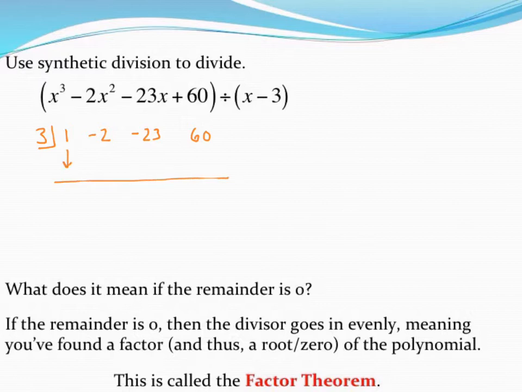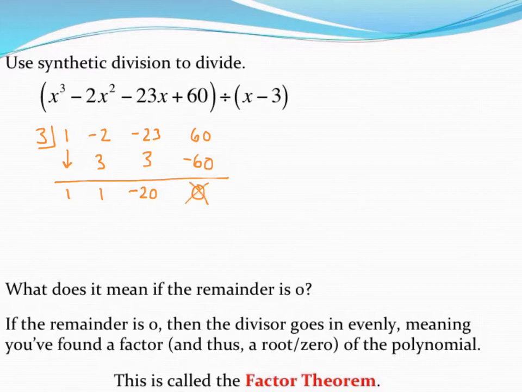So the first number drops straight below the line. Multiply that by the number in the box. 1 times 3 is 3. Add those values together, and then repeat. So 1 times 3 is another 3. -23 plus 3 is -20. -20 times 3 is -60, and this time I get a remainder of 0. And so what I've asked you at the bottom is, what does that mean?